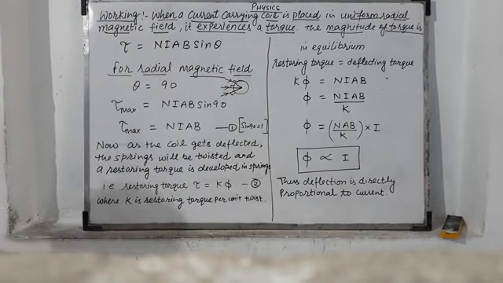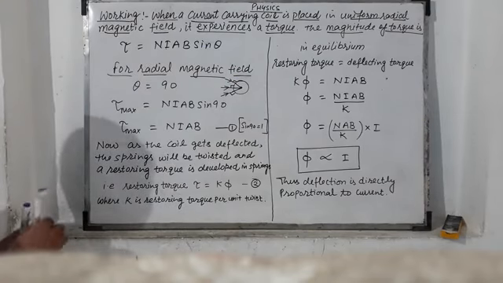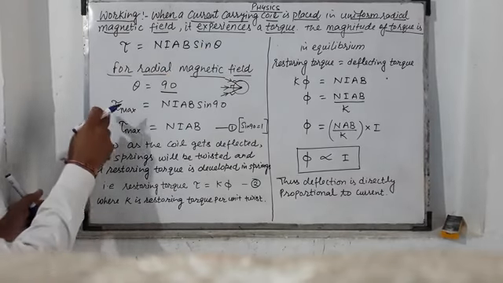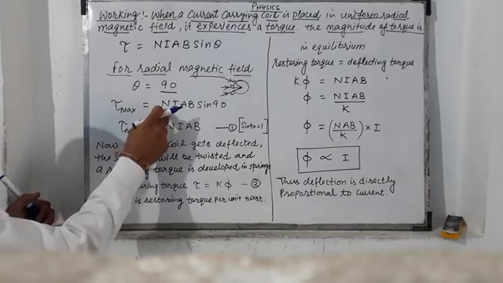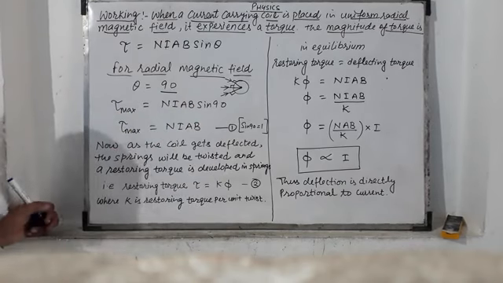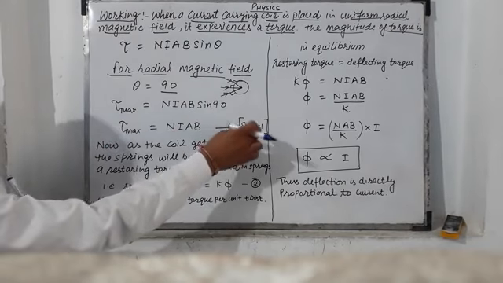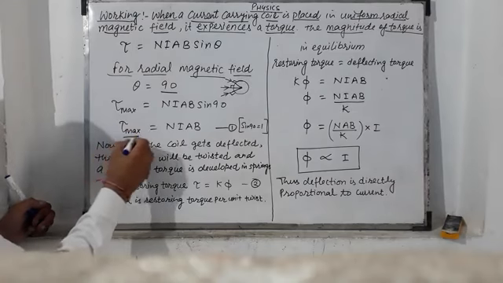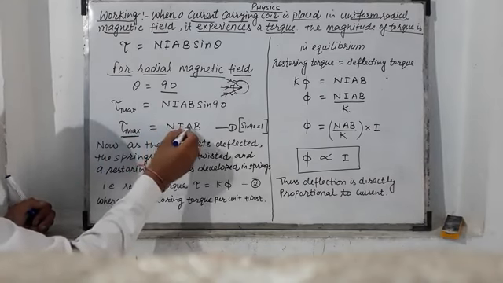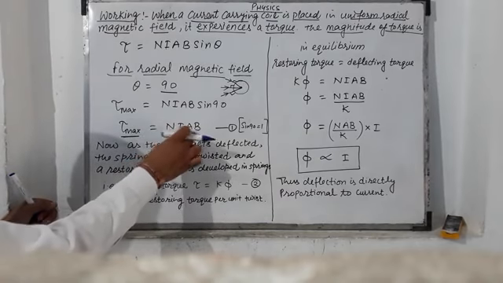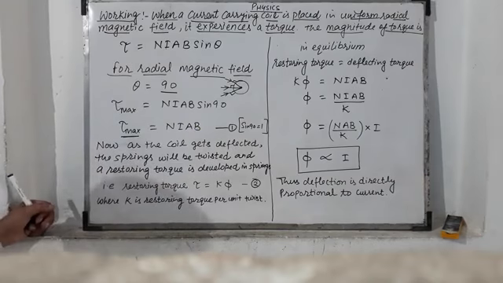So for a radial magnetic field, theta is equal to 90 degrees. Put theta as 90, so tau maximum is equal to NIAB sine 90 degrees. Sine 90 is 1, so we get tau maximum equal to NIAB. This can be read as BINA.